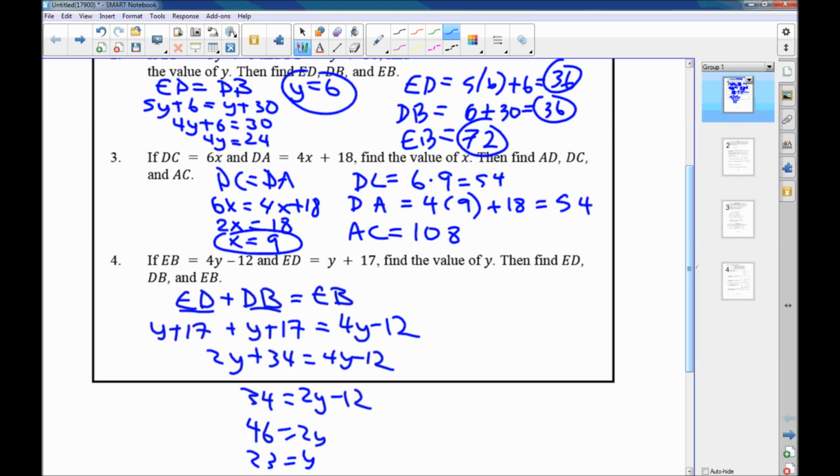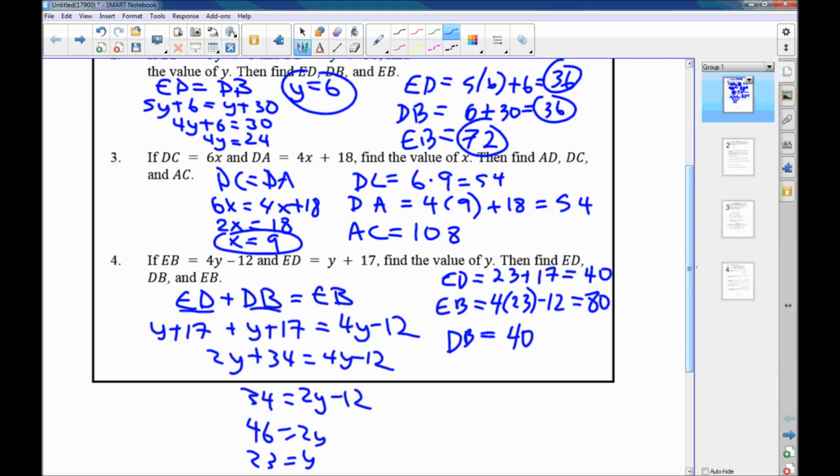Now let's plug that back in and make sure it makes sense. So we have ED. ED is going to be 23 plus 17 for a total of 40. Okay, I'm going to try EB, and hopefully that should be 80, and then I know I did it right. So let's see, 4 times 23 minus 12. So 4 times 23 is 92, minus 12 makes 80. So I know I did that good. And then, let's see, what was our last one? DB. DB should be the same length as ED, so I'm just going to write 40.